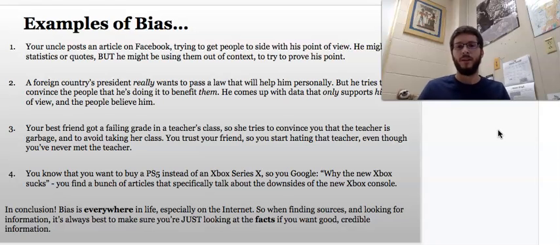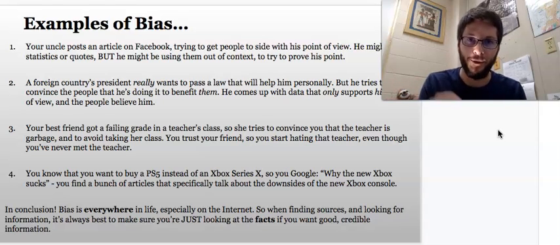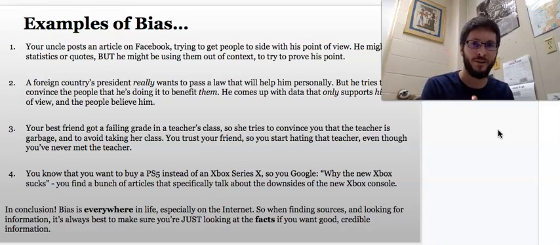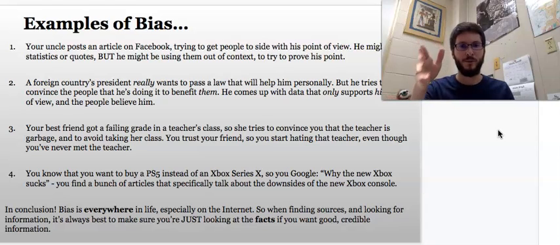And then number four, and by the way, I don't have an opinion about this one, but you know that you want to buy a PS5 instead of an Xbox Series X. So you go to Google and you type in why the new Xbox sucks. Well, what did you just do? You made sure that the search results are agreeing with your side of the story, right? People do that all the time. You look for what you want to see. So you're going to find articles that trash on the Xbox because that's what you wanted to see in the first place, right?